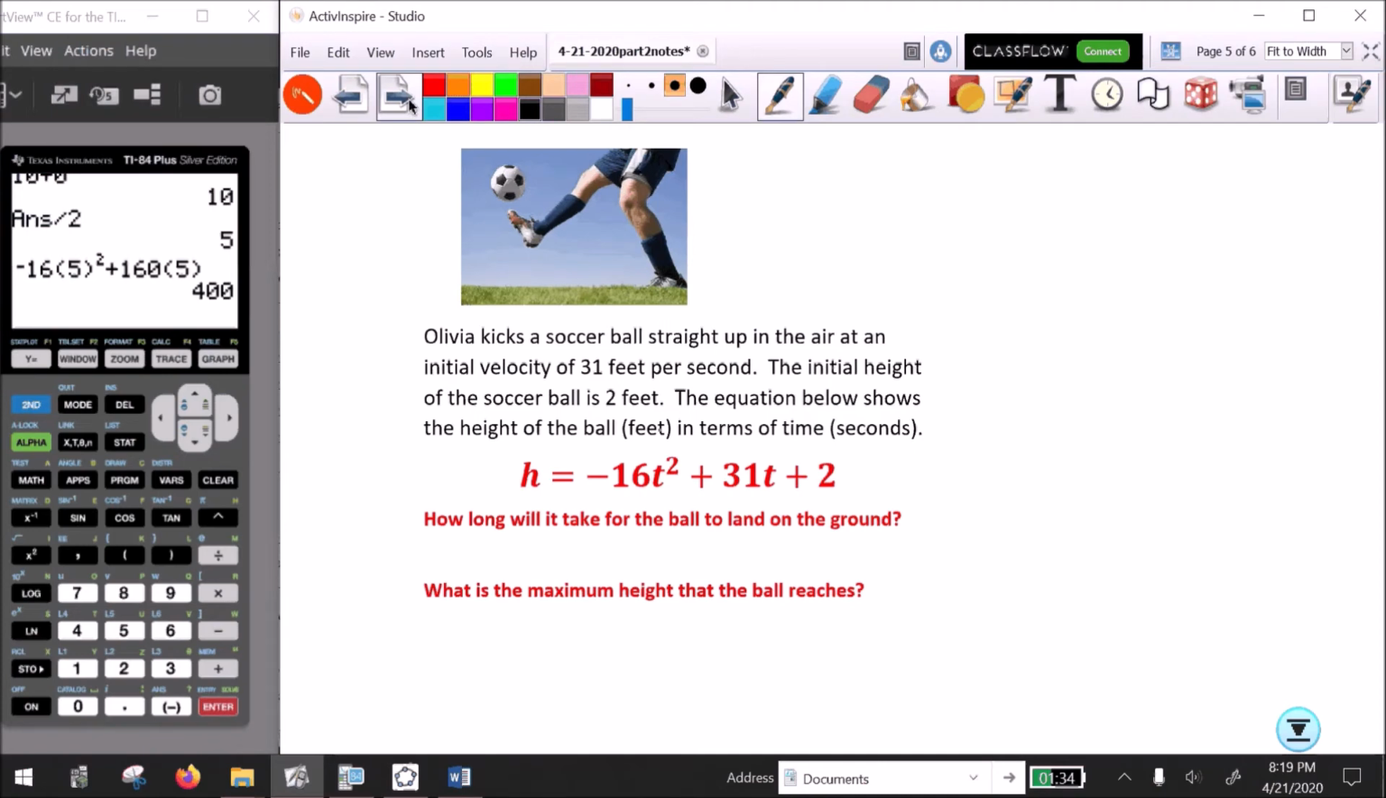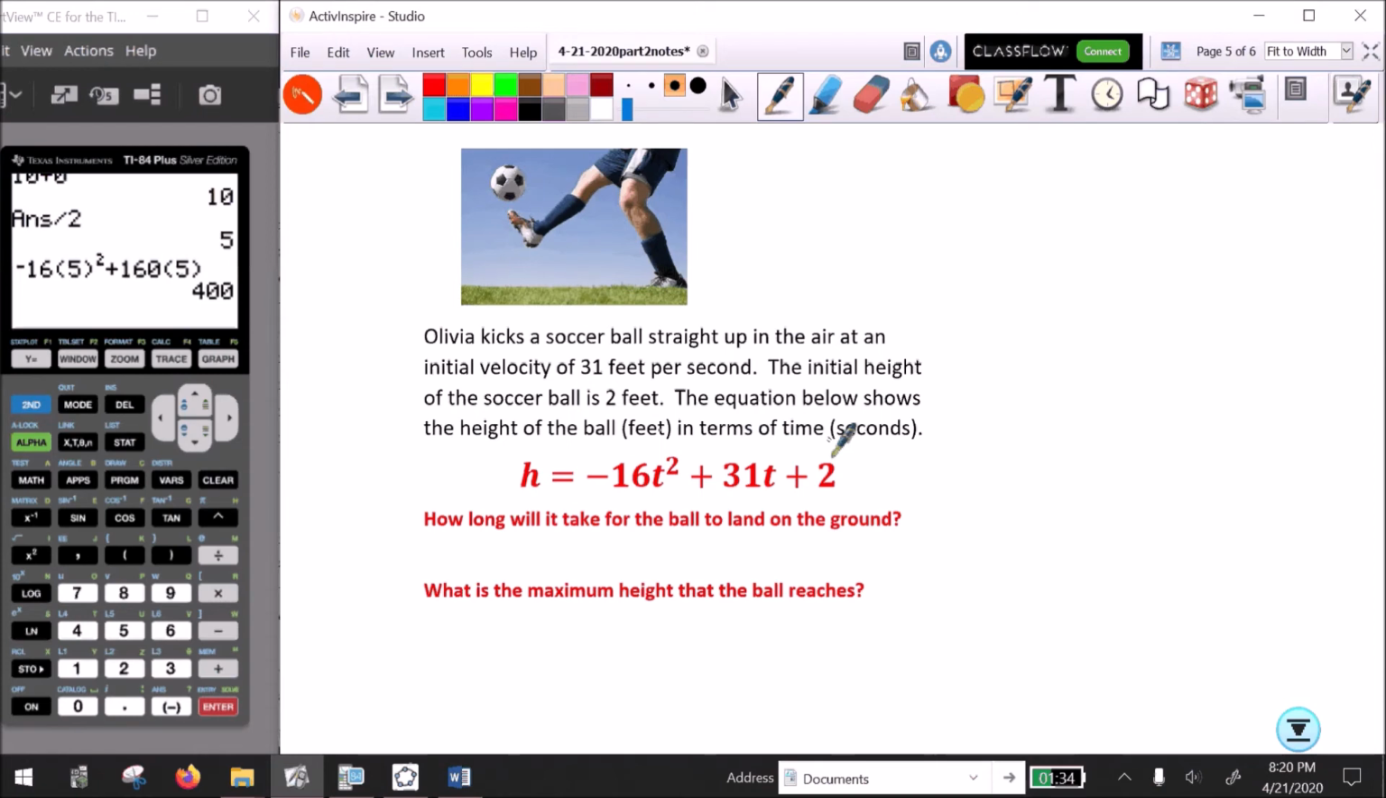Olivia kicks a soccer ball straight up in the air at an initial velocity of 31 feet per second. The initial height of the soccer ball is 2 feet. The equation below shows the height of the ball in feet in terms of time, seconds. This is our equation. We already have our equation for the height of the projectile at any time t. How long will it take for the ball to land on the ground? And what is the maximum height that the ball reaches?